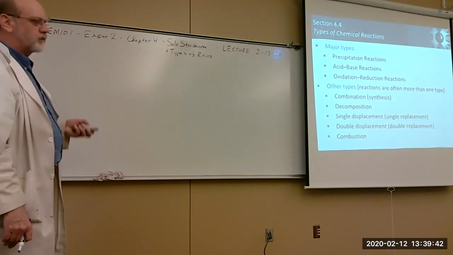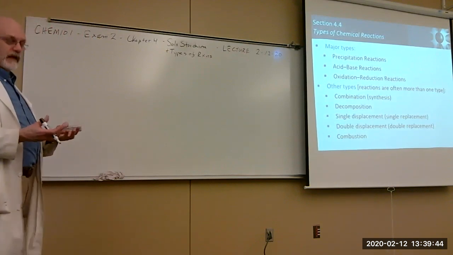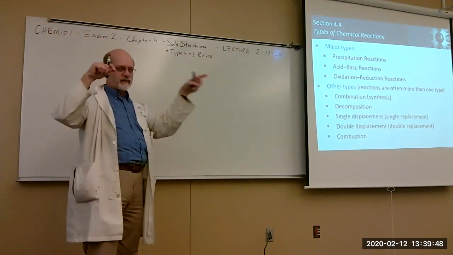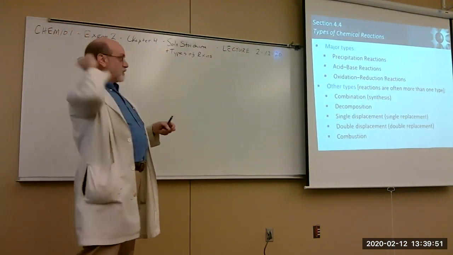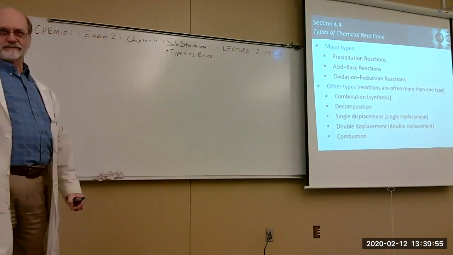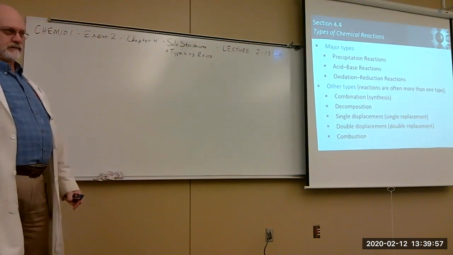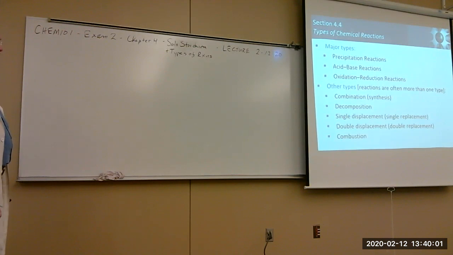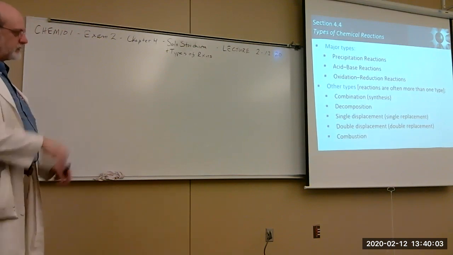Precipitation reaction is one where you put two solutions together, and they are in solution, right? You can see through them, shine a light through them, and you can't see the beam. Put those two solutions together, and you make a solid. That's a precipitate. It just drops out of solution. It may take a while, right? But it'll eventually settle out.